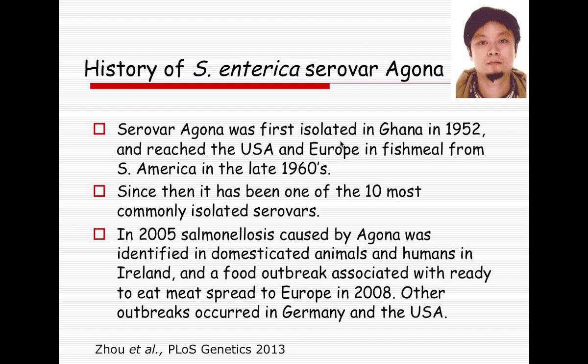And so that was 2008. There were 200 cases, mostly Ireland, some in England. And they had some cases of salmonellosis caused by Agona in domesticated animals and humans in 2005 that had the same pulsed-field pattern. And they were uncertain. Are the ones from 2005 the same as the ones from 2008? And then there were other outbreaks that happened in Germany and the USA, but people were not correlating the pulsed-field patterns that well. So we decided to do a global survey.